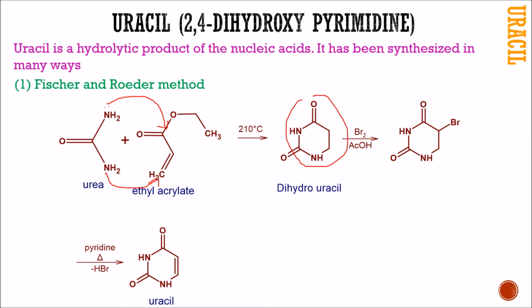In presence of Br2 and acetic acid, here at position number 5 bromine is attached, and after reaction in presence of pyrimidine and heat, minus HBr, the adjacent hydrogen is released as minus HBr and forms a double bond and forms a uracil structure.